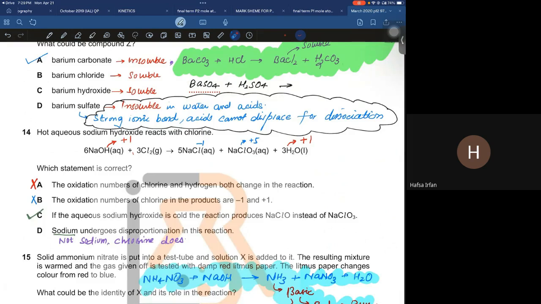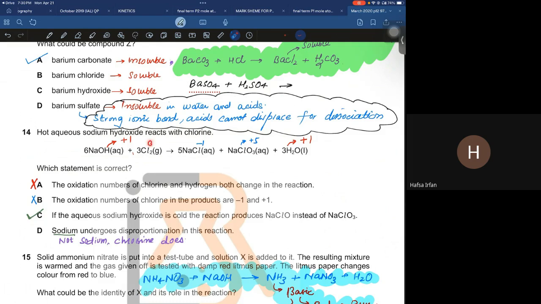Hot aqueous sodium hydroxide reacts with chlorine. Which statement is correct? The oxidation numbers of chlorine and hydrogen both change in the reaction. This is an example of a disproportionation reaction. If you're wondering how I know, when we were discussing group 7 halogens, I told you chlorine is going to react with sodium hydroxide, and we did two types of reaction, with cold NaOH and with hot NaOH. Both reactions were disproportionation reactions.